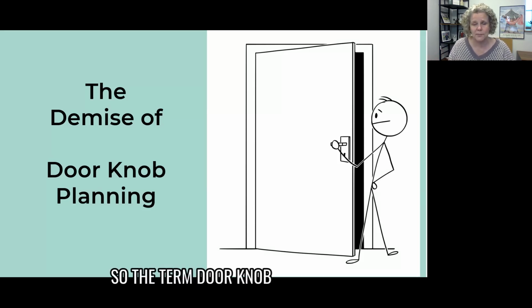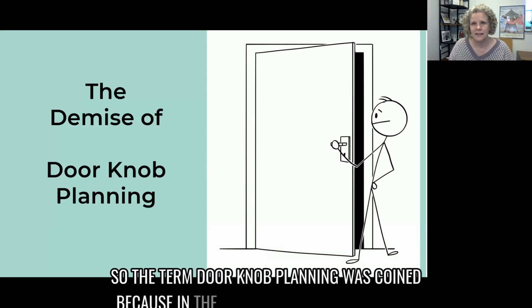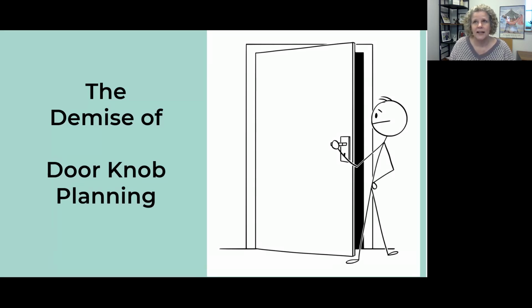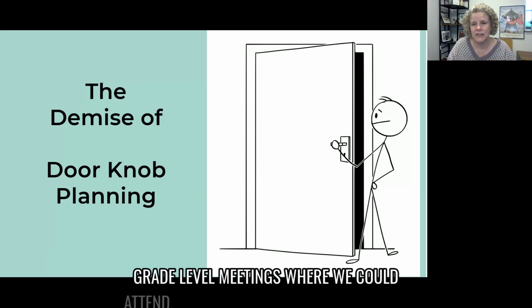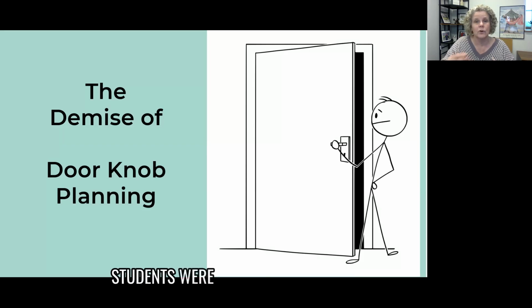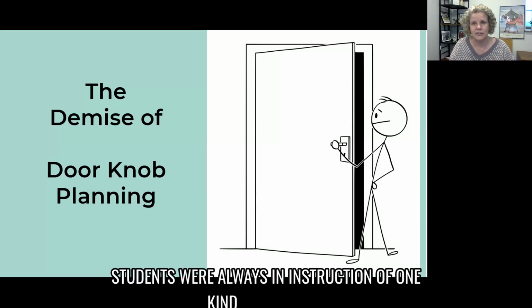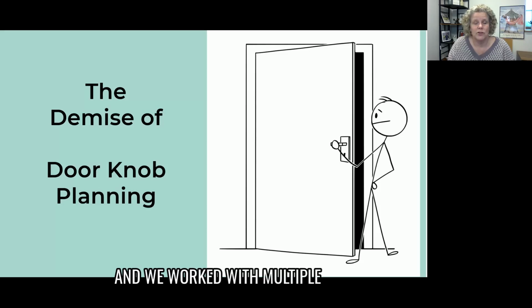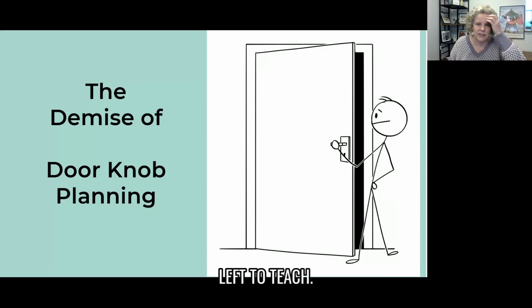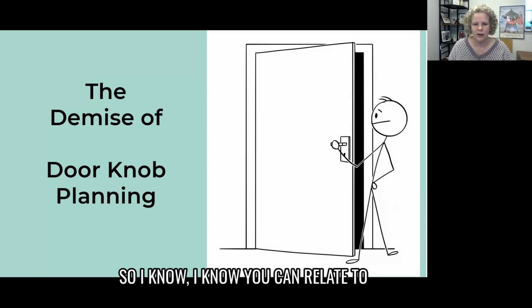So the term doorknob planning was coined because in the beginning years, as we were trying to figure this out, we did not have any co-planning time. We had occasional grade level meetings where we could attend, but oftentimes we were working with groups while the grade level teachers had planning and vice versa, so that the students were always in instruction of one kind or another. And we worked with multiple grade levels. So if we went to every grade level planning meeting, there would be no time left to teach. So I know you can relate to all of that.